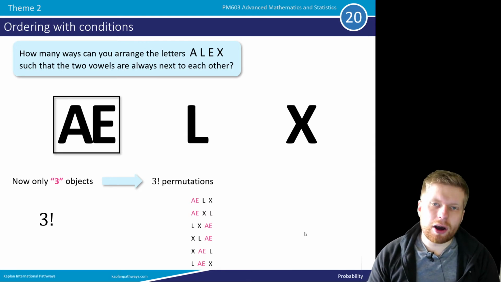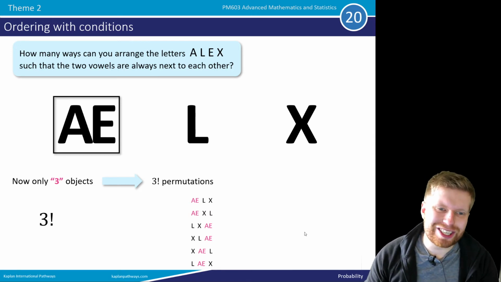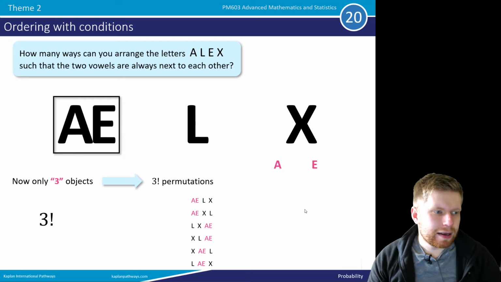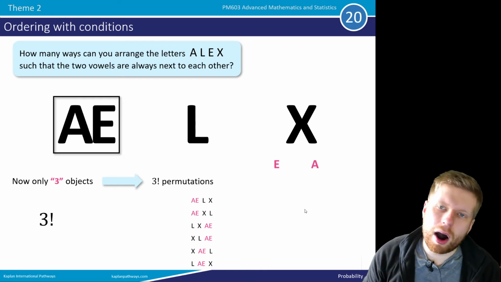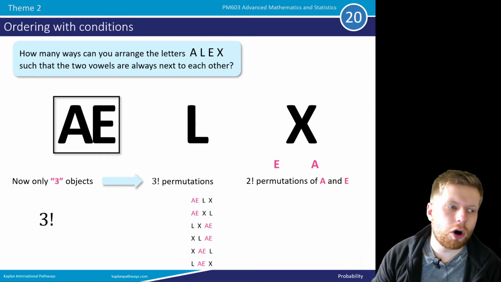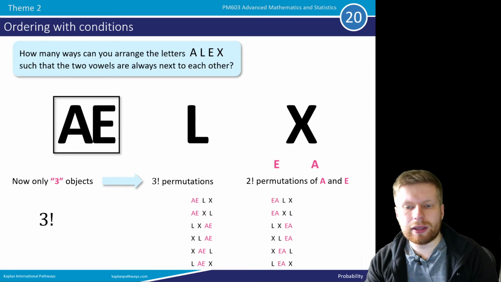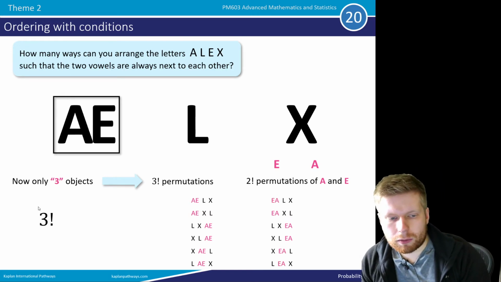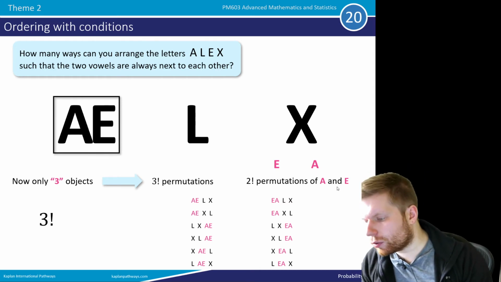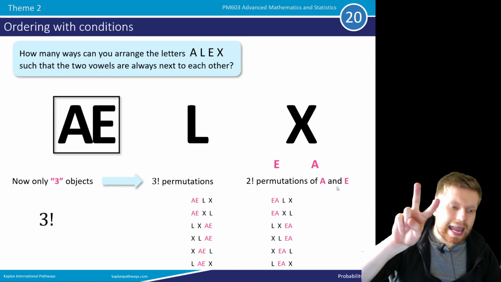So in that case, I need to work out the number of different permutations of my little glued group, my A and my E. The A and the E could be either way round, therefore there are 2 factorial permutations of A and E. Okay, so here they are with the other way round. So what am I going to do then? Well, I've got 3 factorial different permutations where the A and the E are glued together. But now I've also got another 2 factorial permutations to include, because the A and the E could be the other way round.